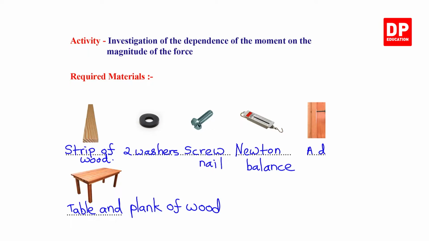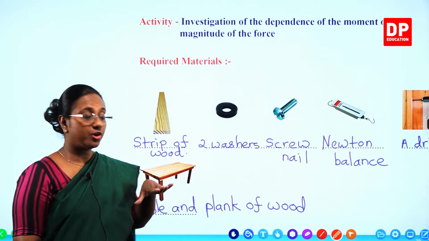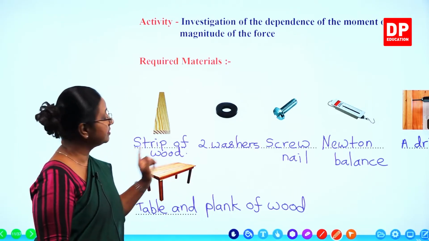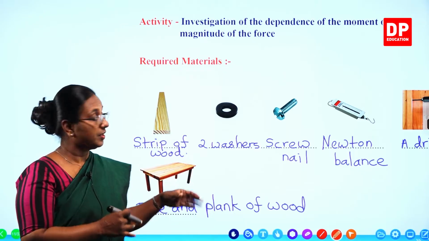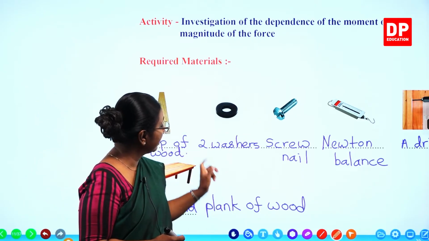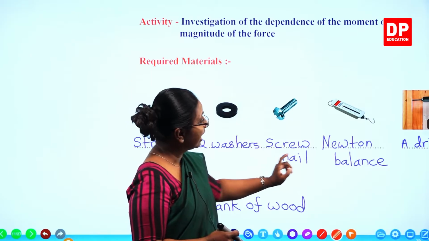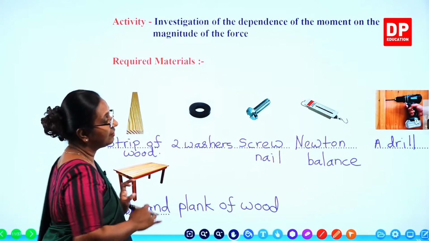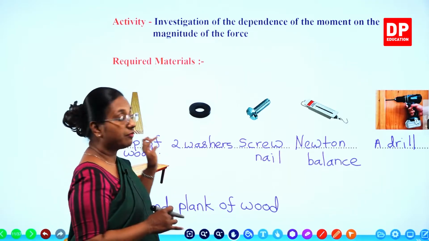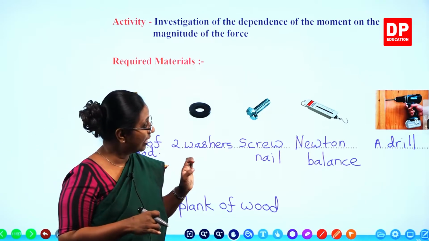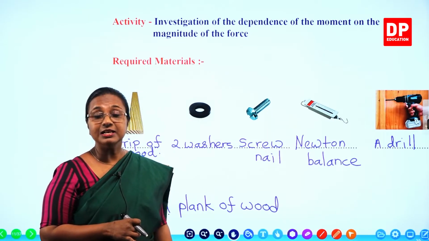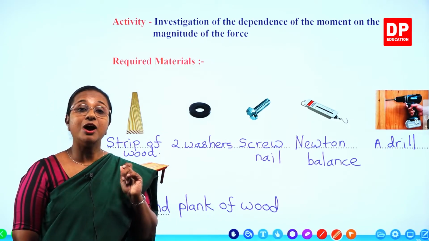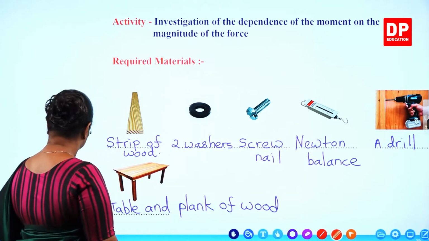On the surface of the table, it has to be a horizontal table, we place the plank of wood. To that, we can fix the strip of wood from one side only, using the screw nail and the washers. To do that, we need to first make a hole at one end of the strip of wood, and there need to be other holes as well. To do that, we need the drill. These are the materials that are needed, students. We will see how we have to do this activity.